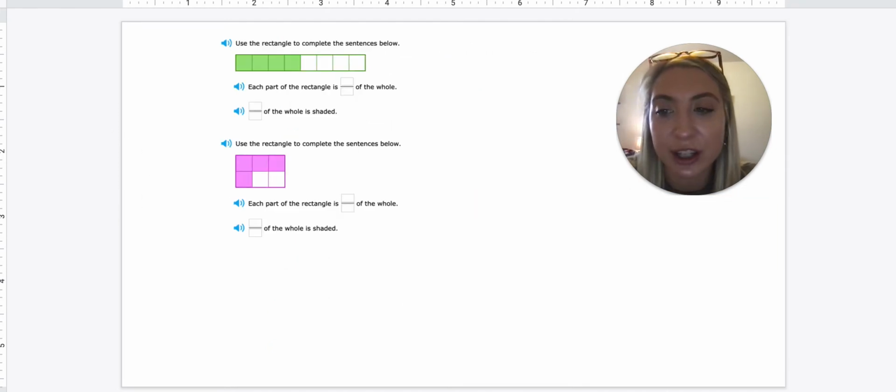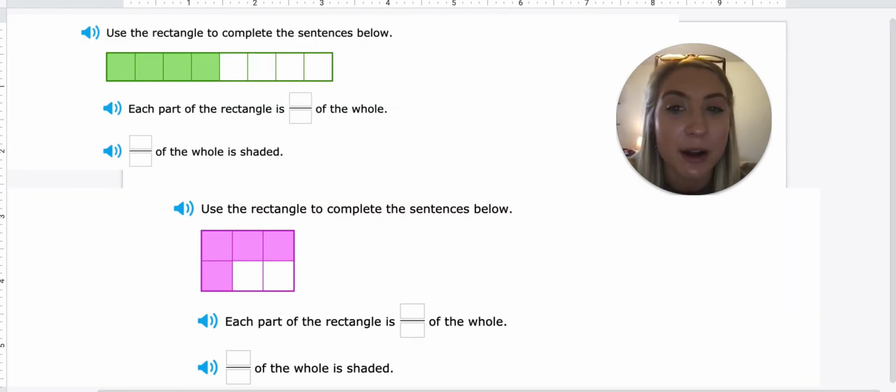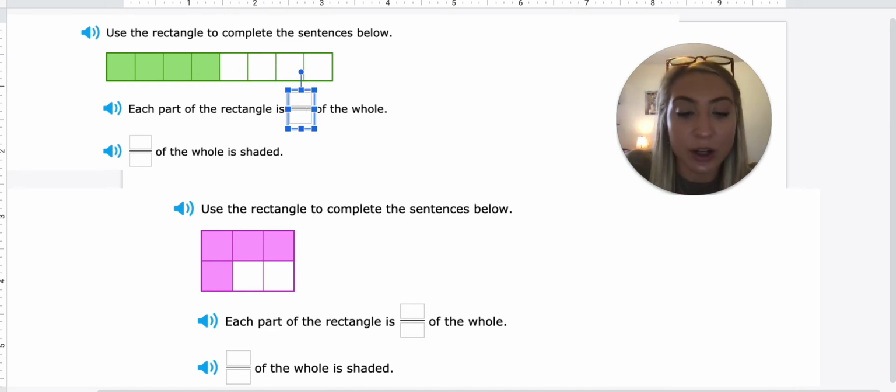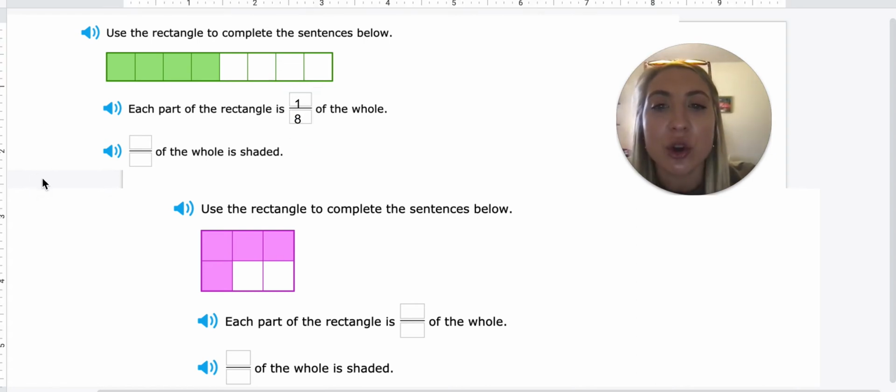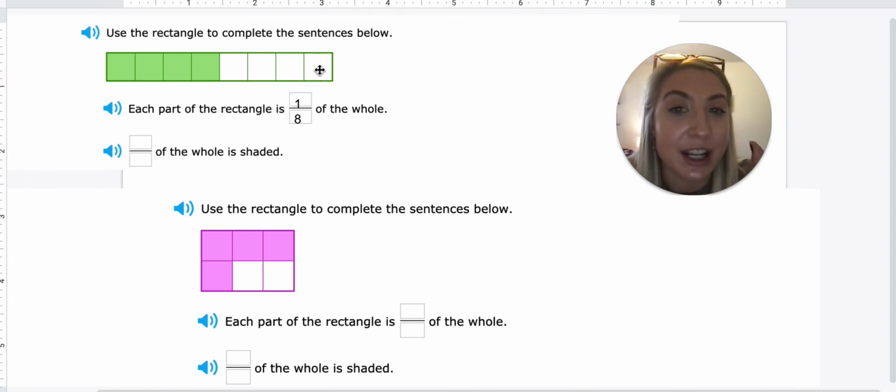Now let's look here. Now we have some that are shaded in. Each part of the rectangle is how much of the whole? Now we're just working with 1 square. Each square represents 1/8 of the whole, counting 1, 2, 3, 4, 5, 6, 7, 8. So we know that each square is 1/8. That's what each square represents: 1 part out of 8 equal parts.